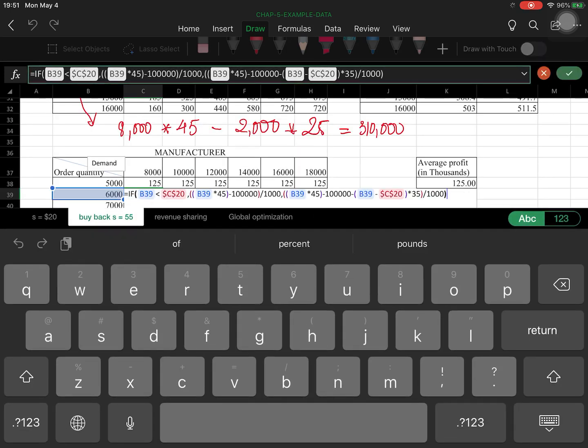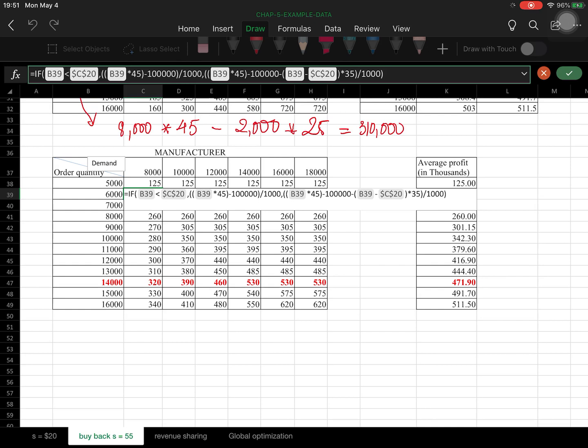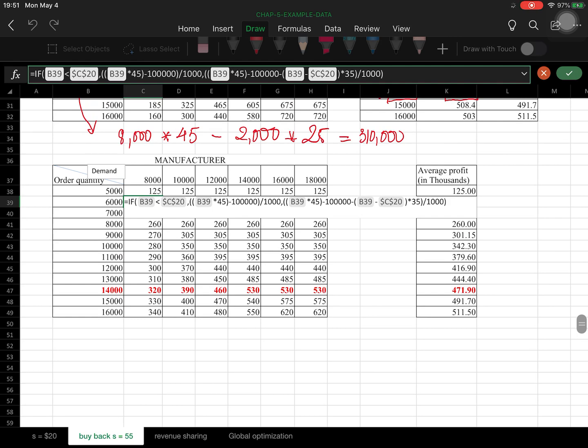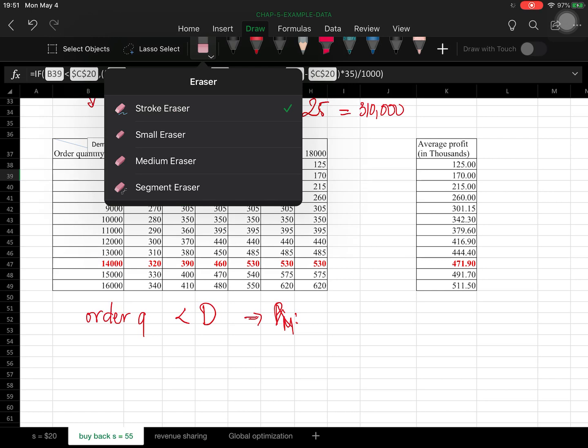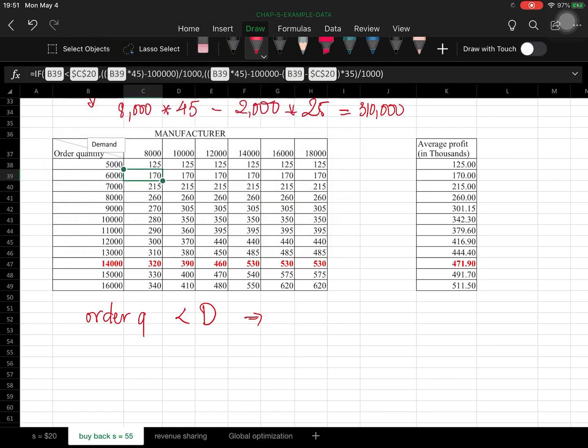So the same, I use the if function. When the order quantity is less than the demand, then the profit of manufacturer will equal to the demand multiplied by marginal profit, that is 45, right, minus the fixed cost.